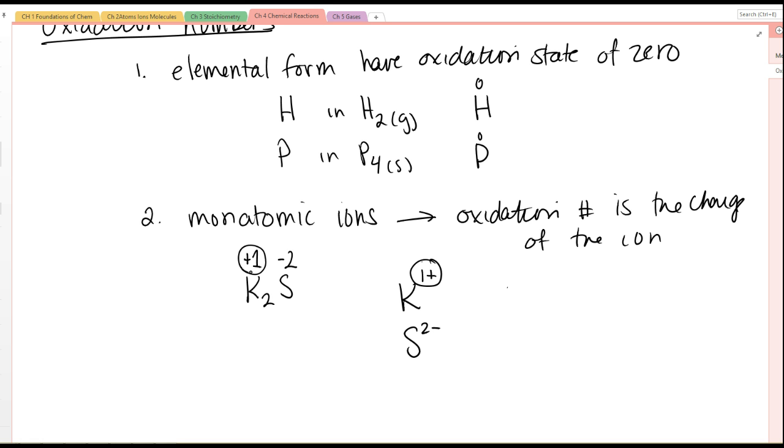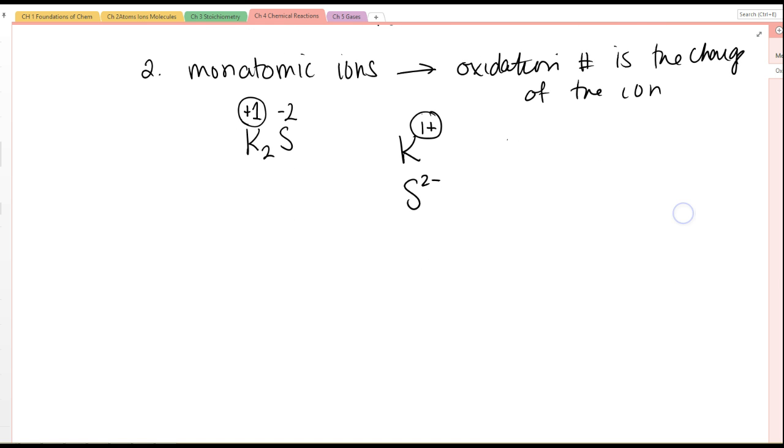Okay? So things that are easy to remember in that case: the group 1s, like lithium, sodium, potassium, all have a +1 or a 1+ charge. They will have an oxidation state of +1. Group 2A, so your beryllium, magnesium, calcium, are going to have 2+ charges, so their oxidation state will be +2. Aluminum, which is in group 3, will have a 3+ charge, so its oxidation state is going to be +3.